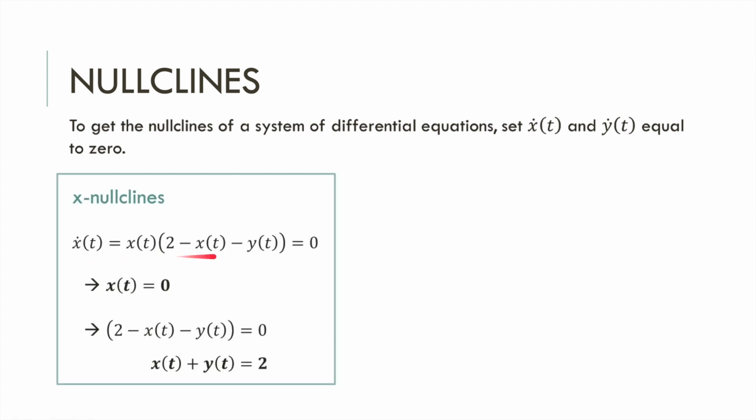So this is our first differential equation that we set to 0. As you can already see, we have two factors here, this one and this one. So we split them up and set the first factor to 0, because we know that everything multiplied with 0 is 0, and the second factor to 0. Some simple addition with x of t and y of t lets us come to this equation. x of t plus y of t equals 2. These equations in bold are now our x nullclines.